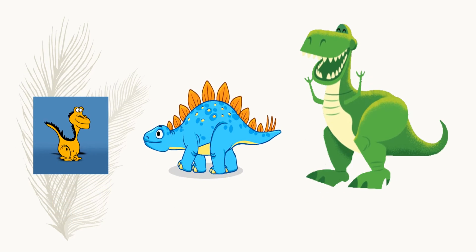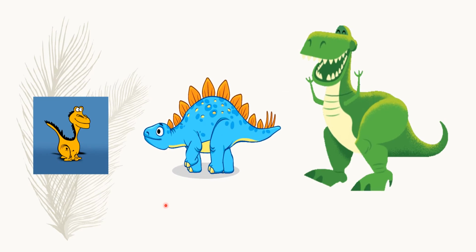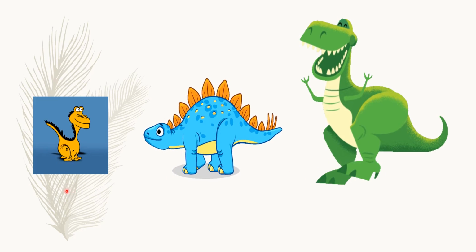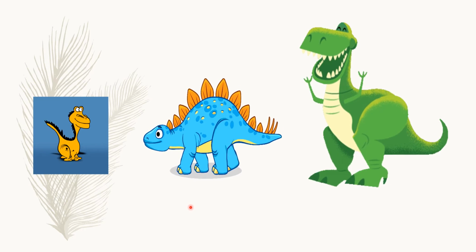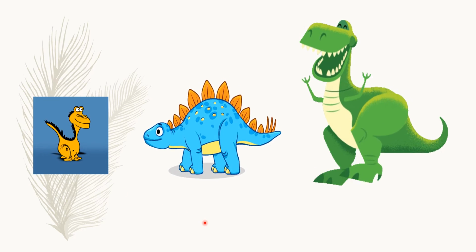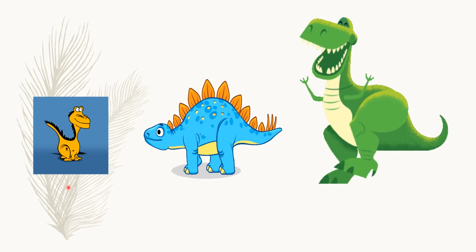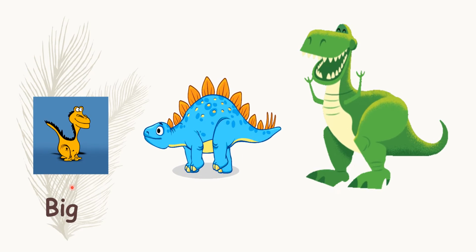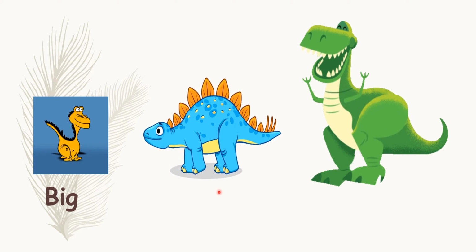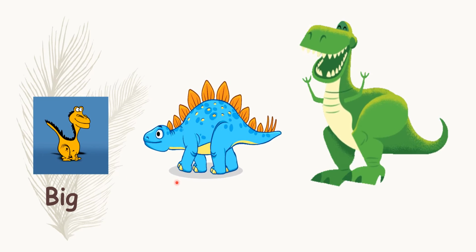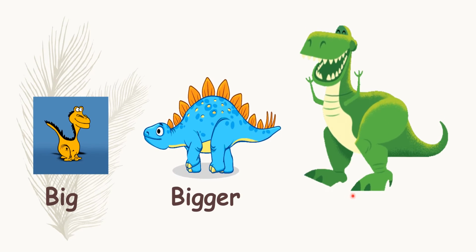What are these? Yes, they are dinosaurs. Do they all look the same? No, they are in different sizes, right? Now, shall we check out which is big, bigger and biggest? So, the yellow dinosaur, what is this dinosaur? It is big. And what do you say about this dinosaur, the blue one? Bigger. Yes. And what do you say about the last dinosaur here, which is green in color?